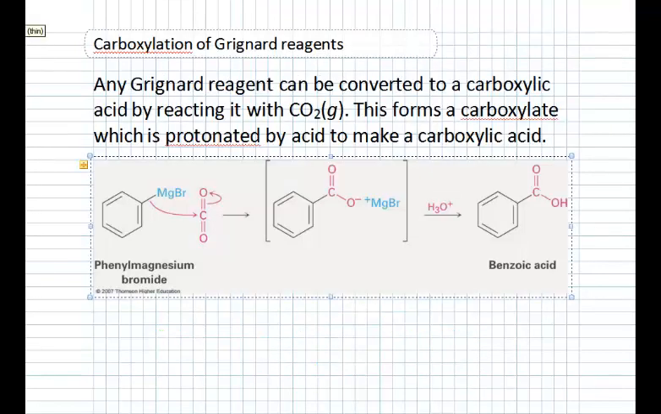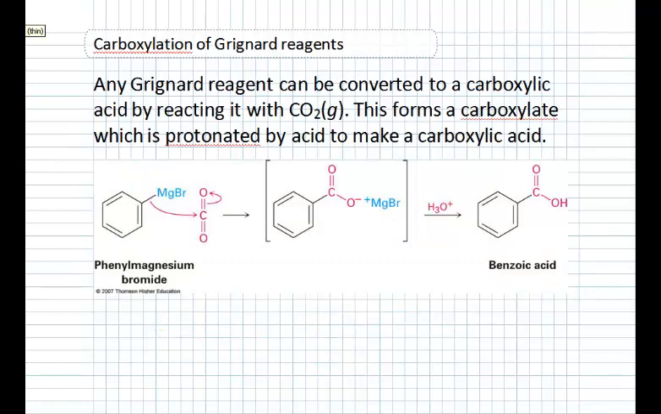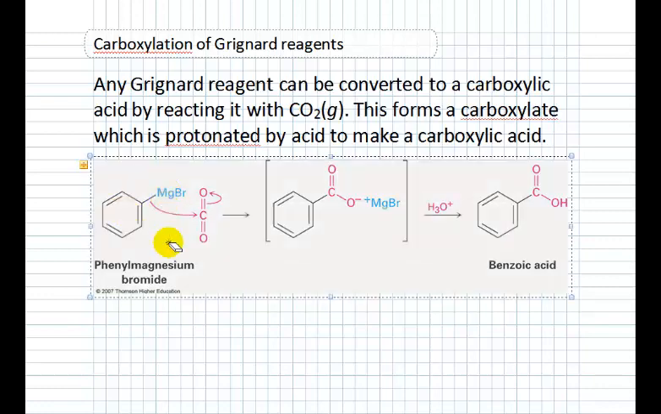One new reaction in this chapter, but not really, since it's the mechanism we've been studying for weeks now, is that if we have any Grignard reagent, so any kind of alkyl or aryl or vinyl magnesium bromide like this, all we need to do is react it with carbon dioxide, with CO2 gas, right? Got a Grignard reagent, we just bubble CO2 gas right through it.